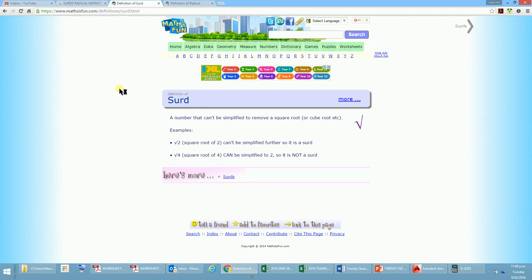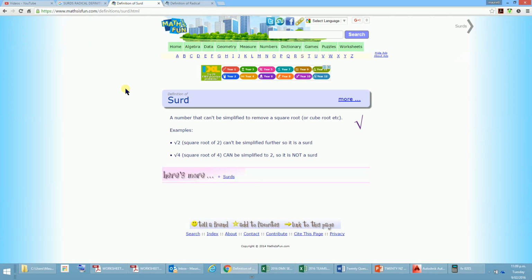A surd is a number that can't be simplified to remove a square root or cubed root. An example is the square root of 2. It can't be simplified further, so it's a surd. That means it's an irrational number. The square root of 2 is 1.41, and the decimals go on and on, just like pi is an irrational number. The square root of 4, however, can be simplified to 2.